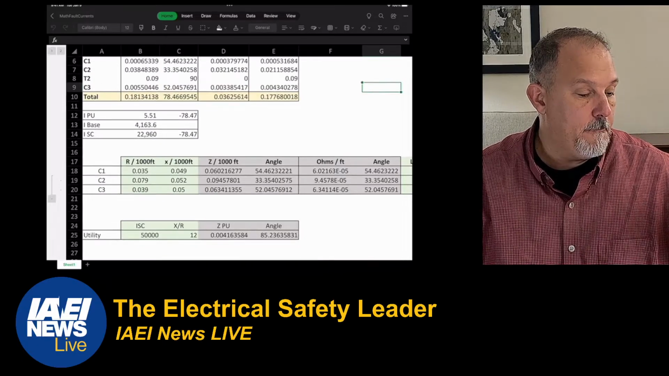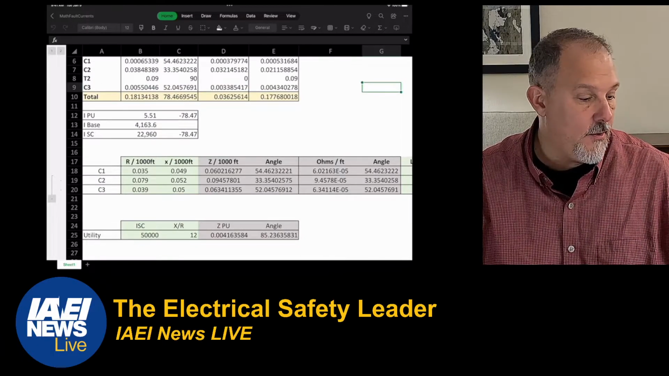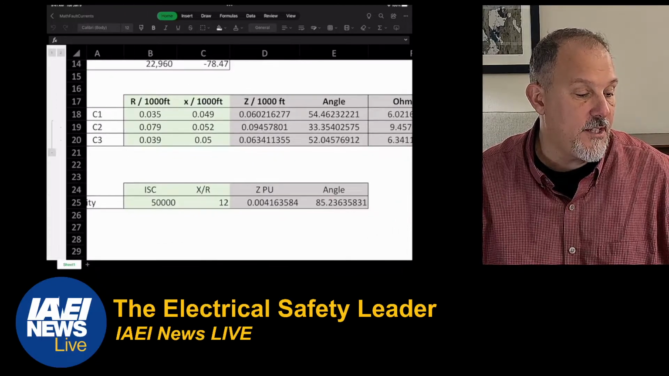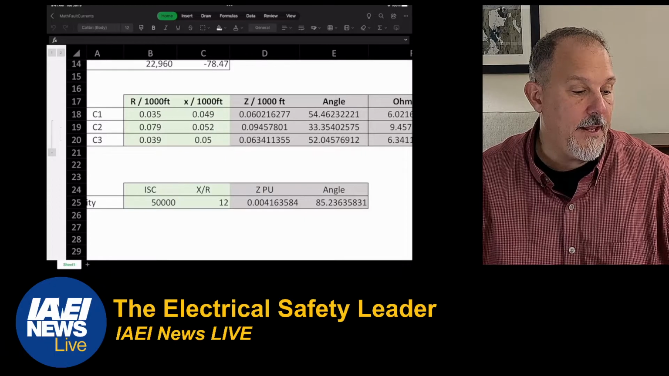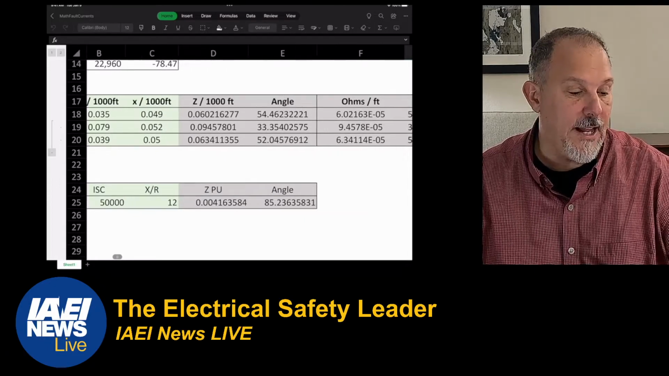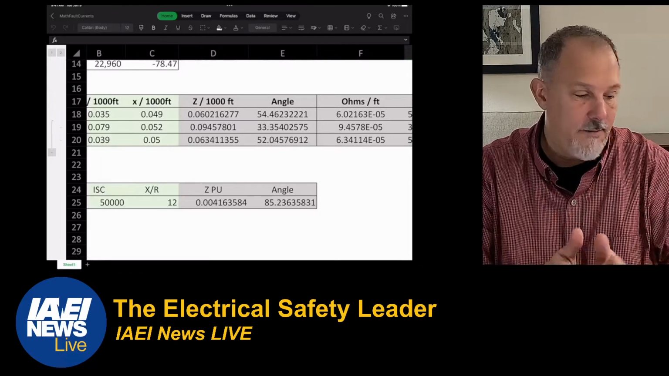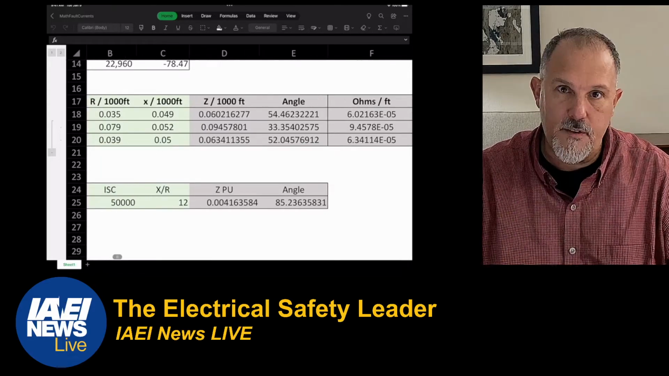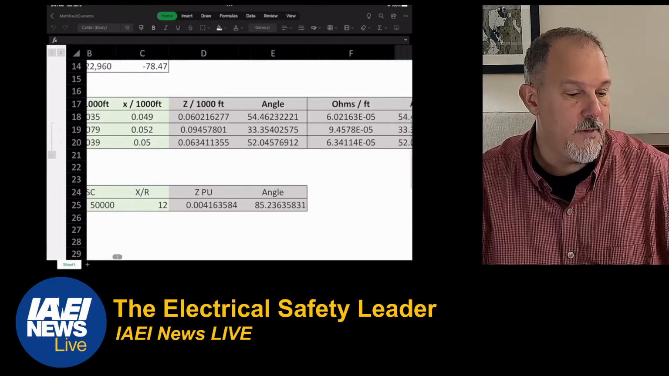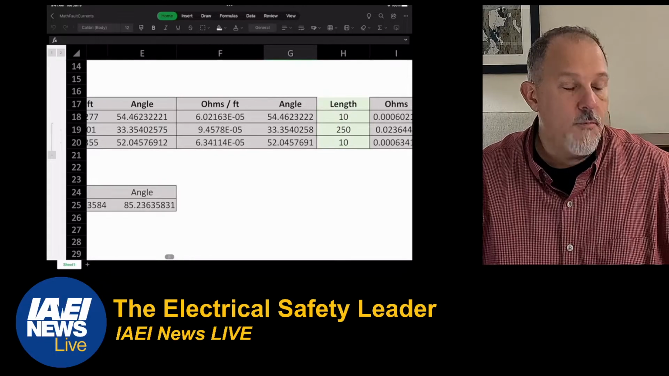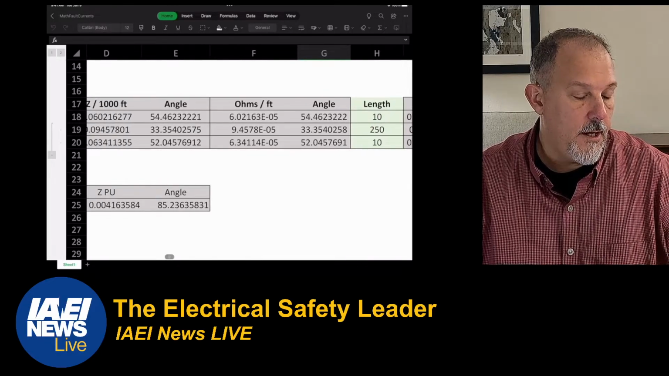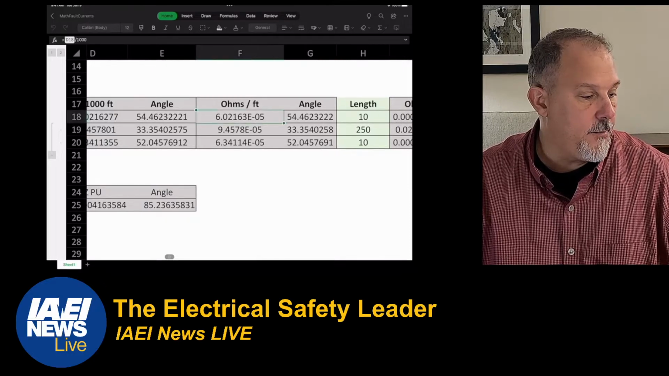So what I did down here in the bottom, I have C1, I have the resistance per 1,000 foot and the impedance per 1,000 foot. I calculate the Z per 1,000 foot and the angle. You know how to do that. It's R squared plus X squared, the square root of the sum. The angle is inverse tangent of X over R. So I have ohms per foot, and that should be divided by 1,000.